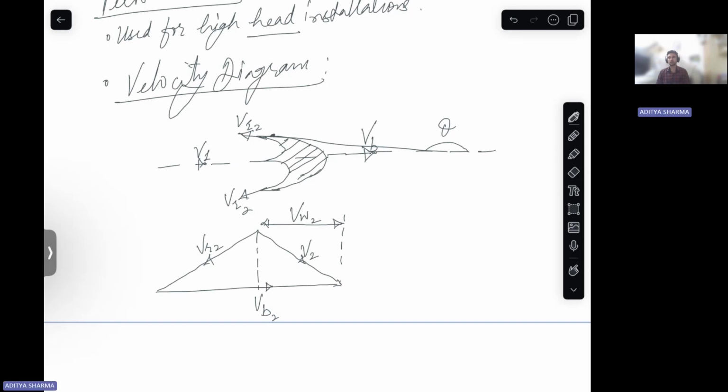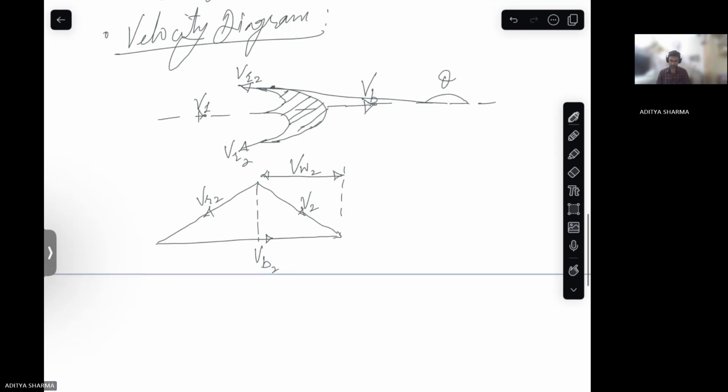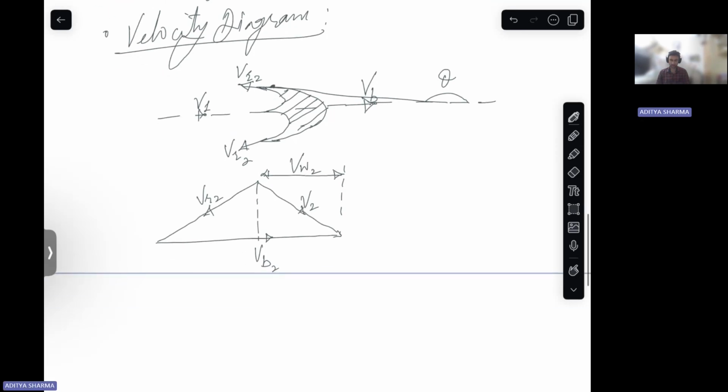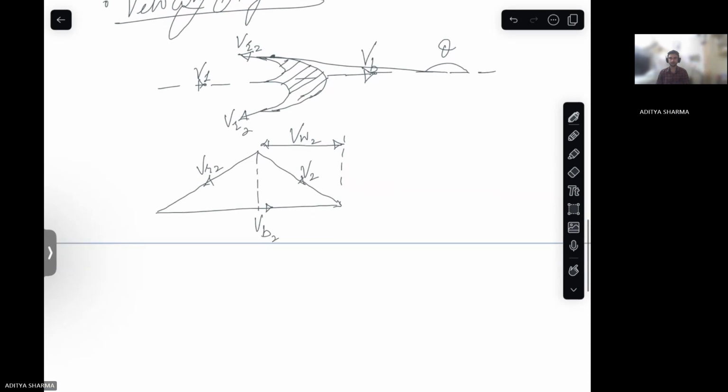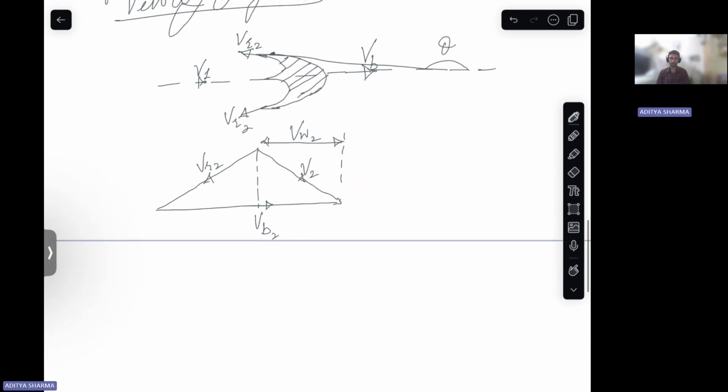So W subscript is work velocity, that is tangential velocity. Then B is your blade velocity. R is your relative velocity. Okay, so this is your velocity diagram for the blade or bucket for your Pelton turbine, right? Blade of a Pelton turbine.